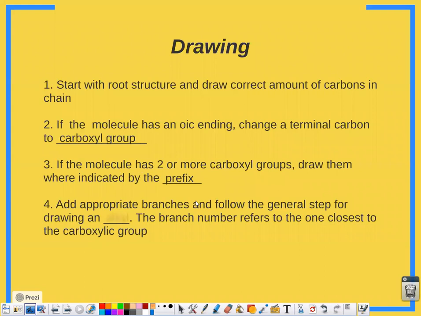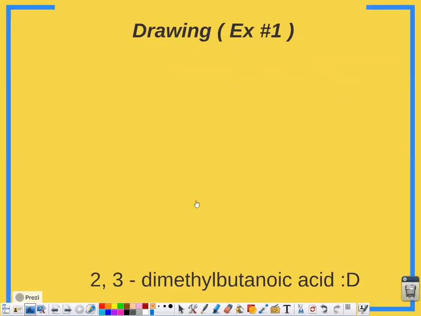How can we draw? Here, just one example. How can we draw this? Let's try 2,3-dimethylbutanoic acid. First we have to draw the carbon chain here, because this is a carboxylic acid. How many carbon atoms? 4. Here 1, 2, 3, and 4.